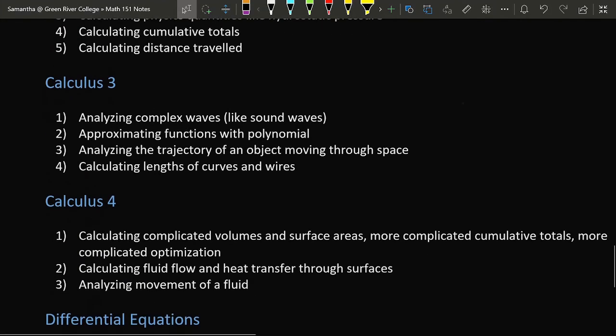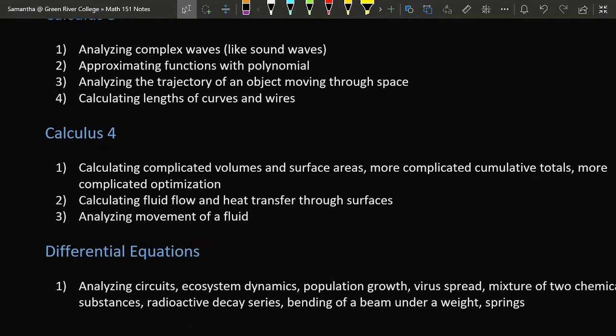You also unlock the ability to access all the applications of Calculus 3. This is where you start to analyze functions that can be represented by complex wave patterns like sound waves. You can approximate functions not just with lines, but with polynomials when it's convenient. You can analyze trajectories of moving objects and find lengths of wires. And in Calculus 4, you get into even more complicated volumes and surface areas, more complicated totals, more complicated optimization. You can analyze fluid flow through surfaces or heat transfer, and you can look at the movement of a fluid.